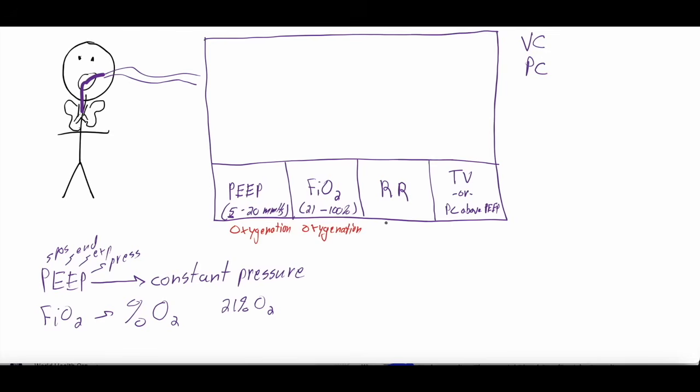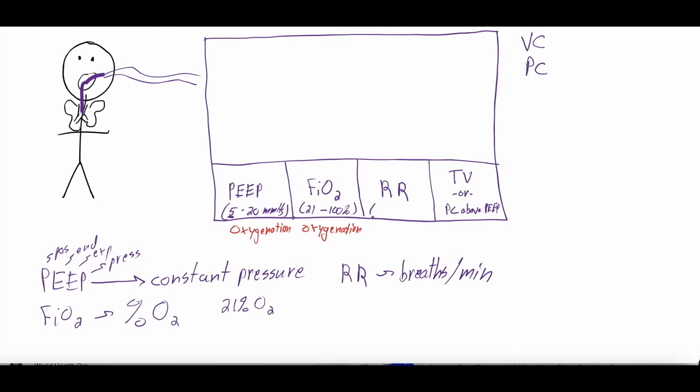All right, the respiratory rate is the number of breaths you're getting per minute. So someone who's just existing out in the world is usually breathing somewhere between 12 to 16 times per minute. But you can set the respiratory rate at whatever you want.